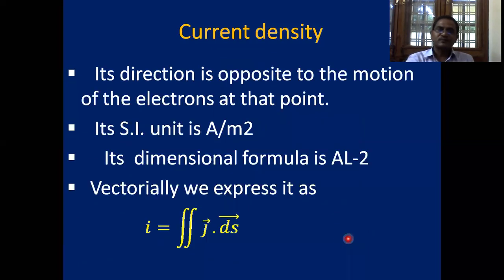So what I am saying is, current density is nothing but the amount of current passing through unit normal surface area. It is a vector quantity. Its direction is opposite to the motion of the electrons at that point.